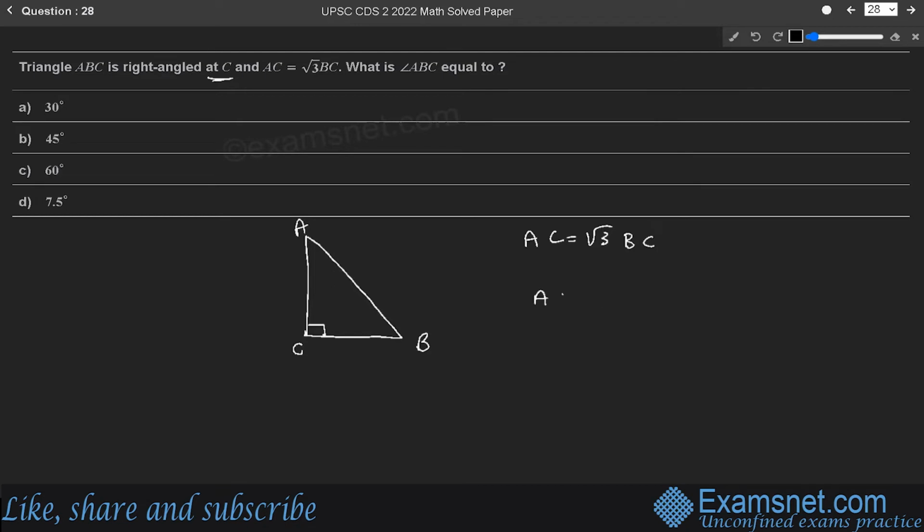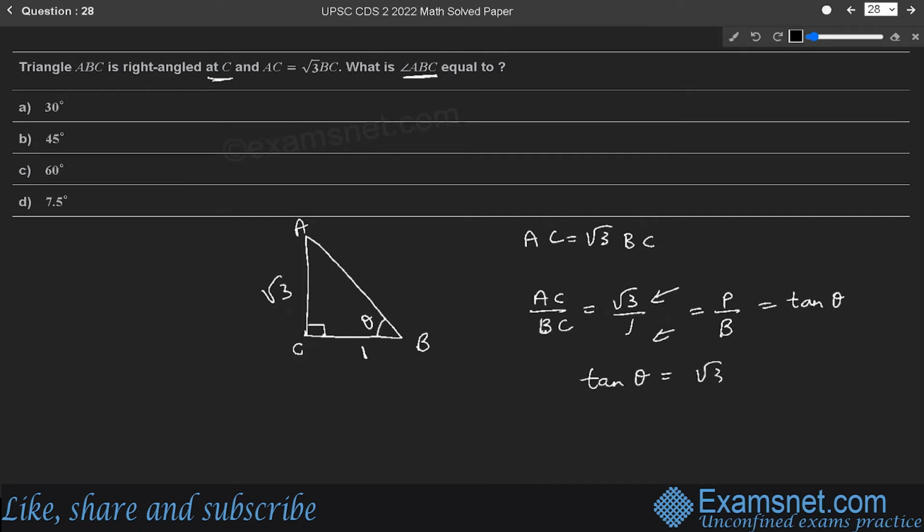So we can say that AC by BC is equal to root 3 by 1. We have to find angle ABC, so let this be theta. We know that AC is root 3 and BC is 1. Since this is theta, we can say that this is perpendicular and this is base. We know that perpendicular upon base is equal to tan theta. So here tan theta is equal to root 3, and tan theta is root 3 when theta is equal to 60 degree. So we can say that angle ABC is 60 degree. So option C is the correct option here.